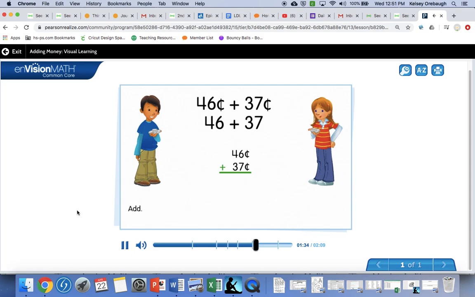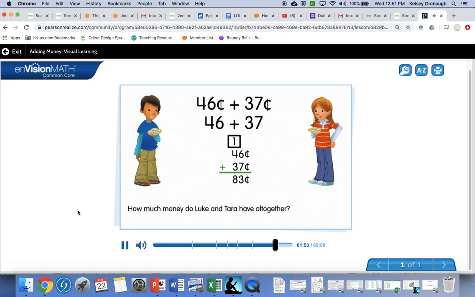Add. Add the ones first. Regroup. Then add the tens. Write the cent symbol. The sum is 83 cents.